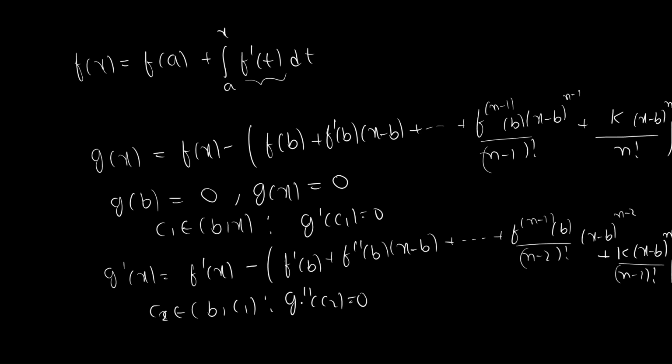You can observe the pattern, right? Now when I take the second derivative, I'll again put x equal to b, and I'll get g''(b) = 0. And from Rolle's theorem, I got a constant c2 such that g''(c2) = 0. Now I can apply Rolle's theorem again, and I'll get another constant c3 such that g'''(c3) = 0. And I'll repeat the procedure till I get the nth derivative. Let's see what we'll get at the (n-1)th derivative.